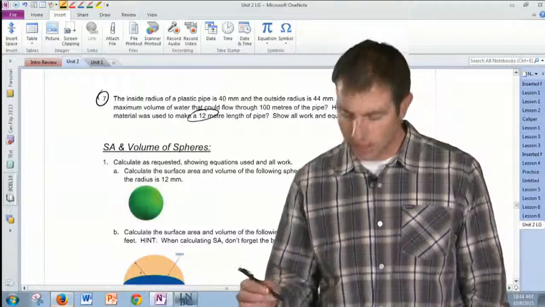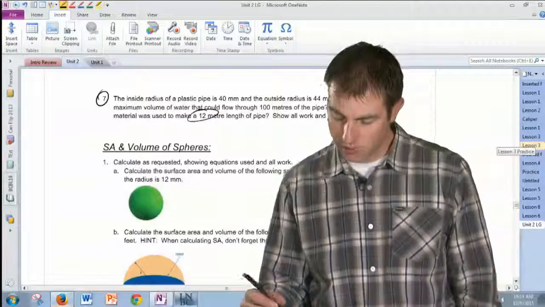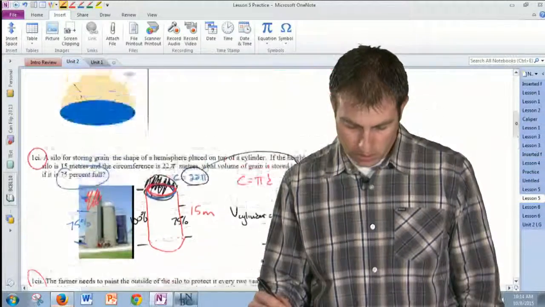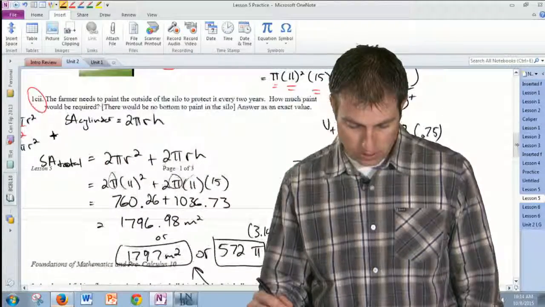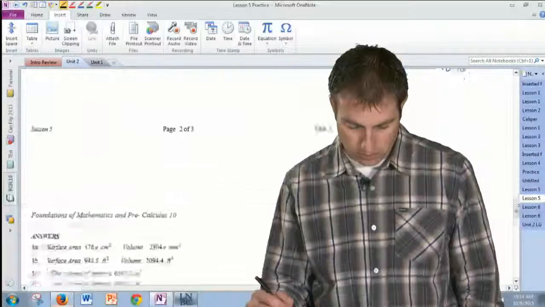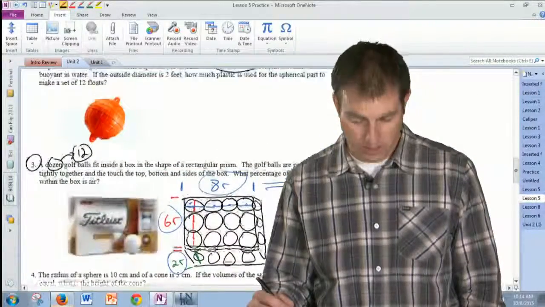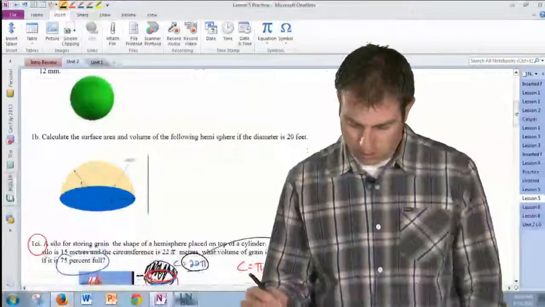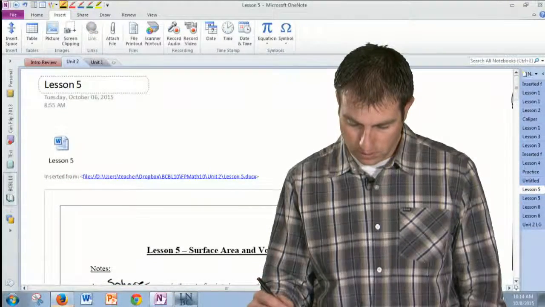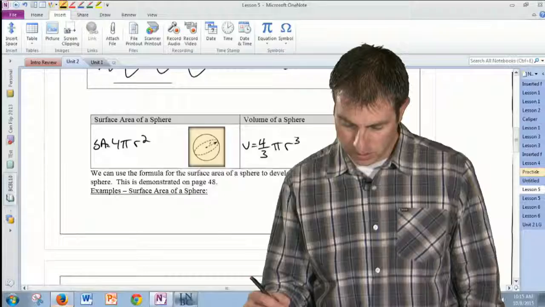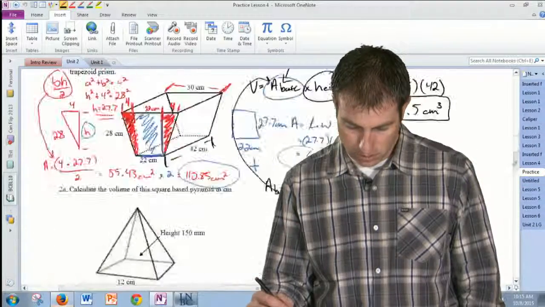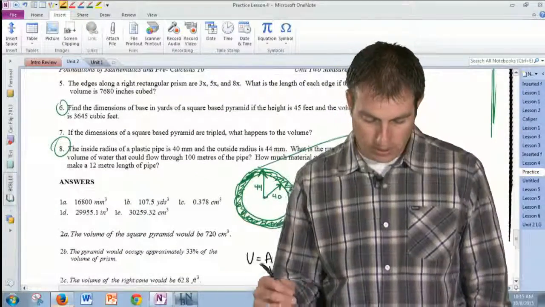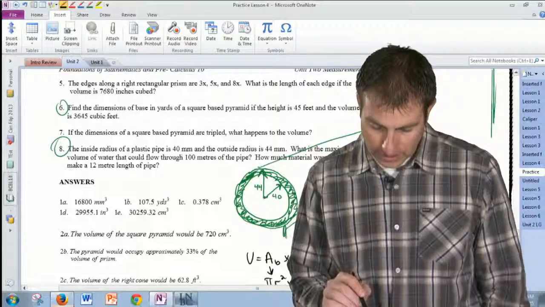Does anybody remember what lesson the cylinders was? I want to say 5. Practice, farmer needs paint, golf balls. I think we did this. I just can't remember which. Maybe it was in lesson 5. I'm certain I did it. Maybe it was 4, practice 4. Trough. Yeah, there it is. The inside radius of a plastic pipe is 40, and it was 100 meters long instead of 12.